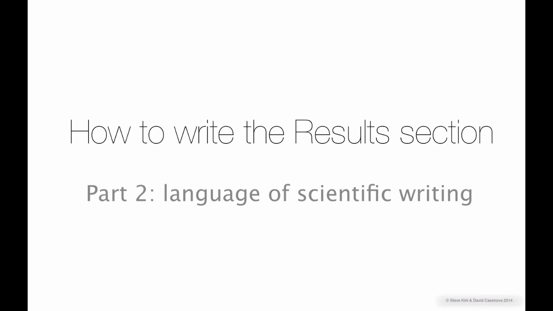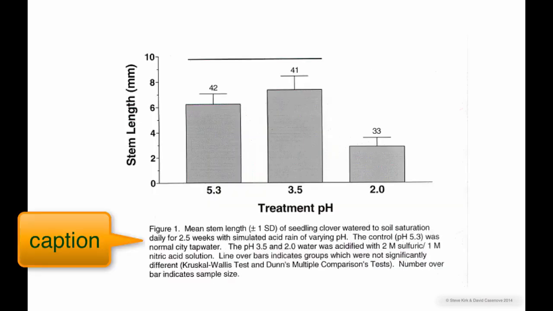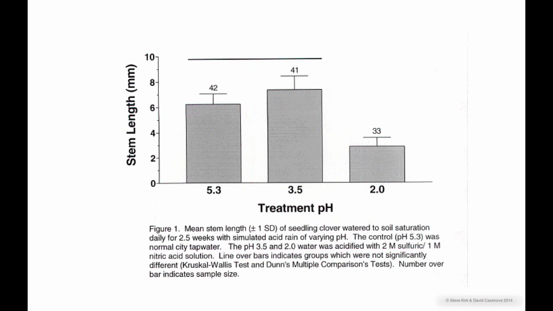In this video, I'm going to talk about the language of the results section. Just to review, the results section is the third major section of your paper and contains the facts of your experimental results. First, let's talk about captions. Your tables and figures should be understandable without reading your paper. If you cut out the table or the graph including its caption, someone with basic scientific knowledge should be able to understand what the question was and what the result is.